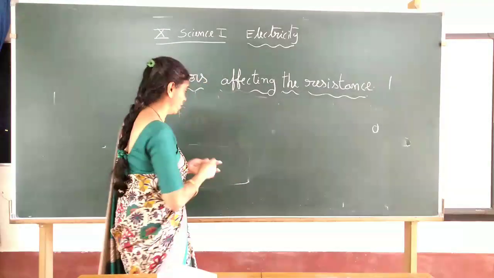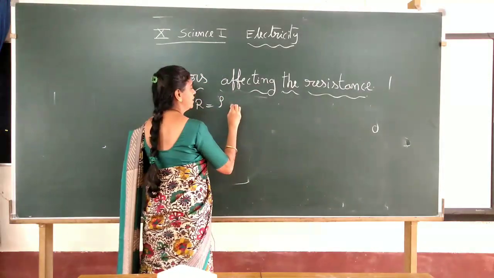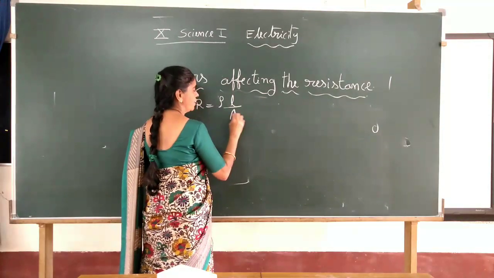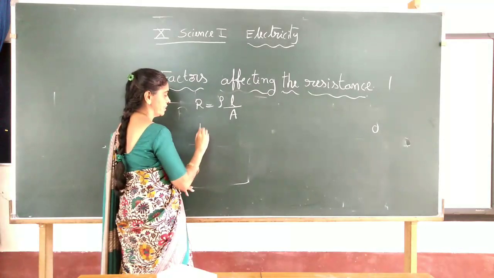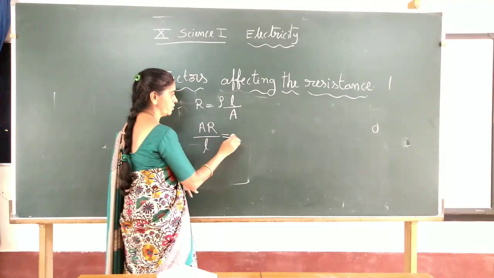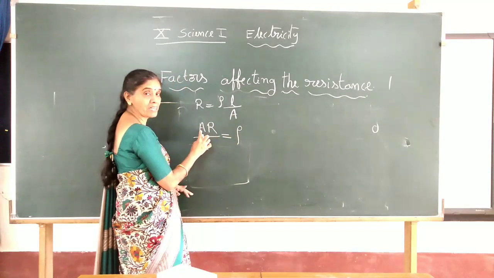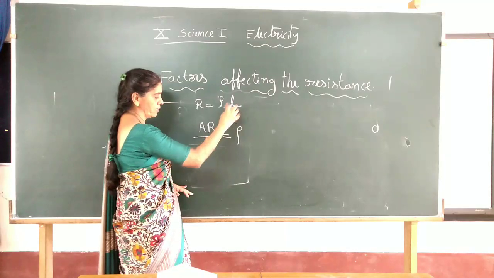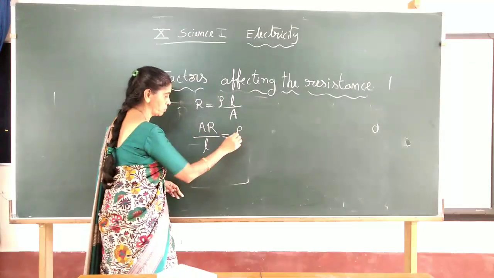What is the formula we got? R is equal to resistivity into length divided by area of cross section. If you bring all this to here, it is A into R by L is equal to resistivity. A is in the denominator, so it comes to the numerator, and the length is in the numerator, so it comes to the denominator. Now, what is the unit of this, or how to express this?